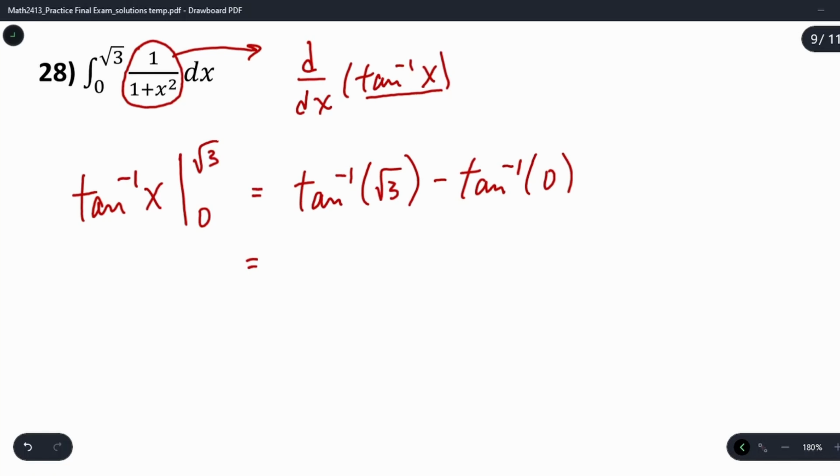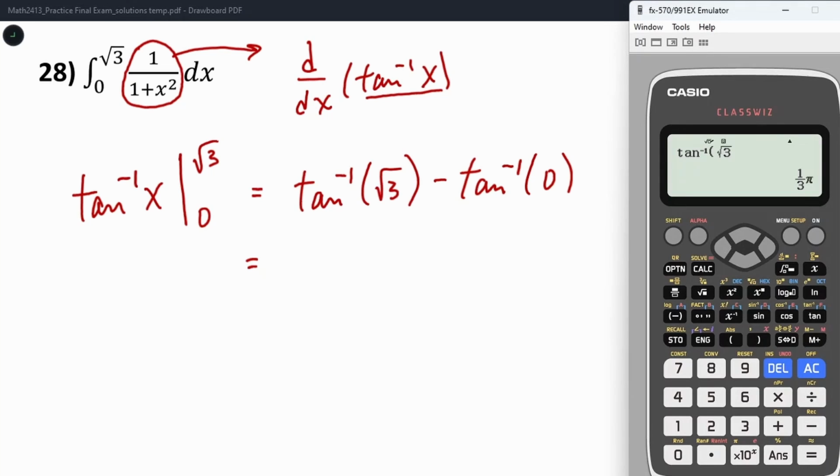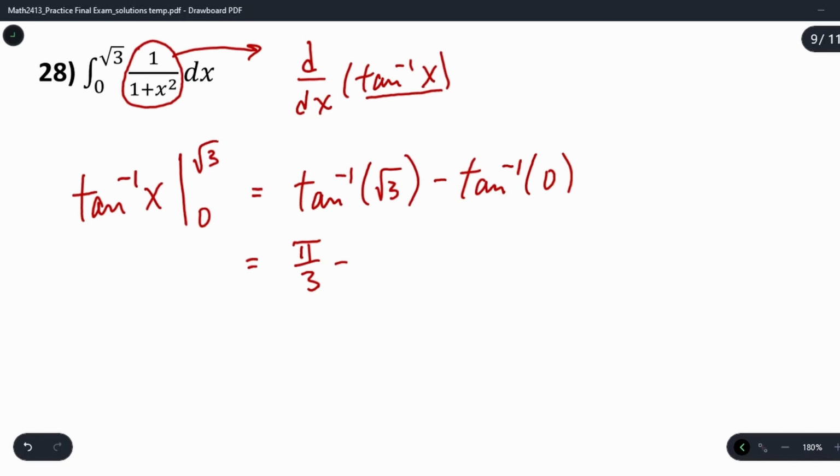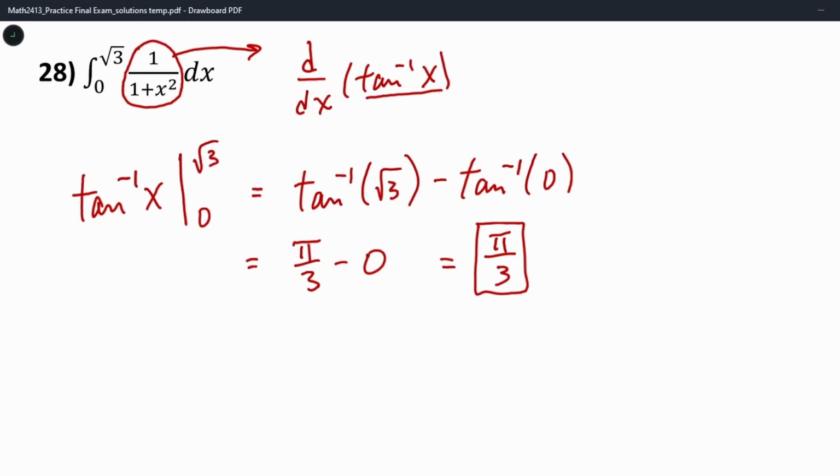And the inverse tangent of square root of 3 is pi over 3. Minus the inverse tangent of 0, which is 0. And that's going to give us a final answer of pi over 3. And that's going to do it for this particular problem.